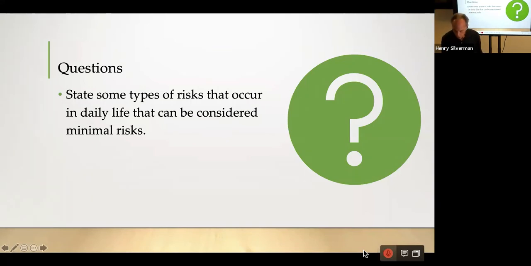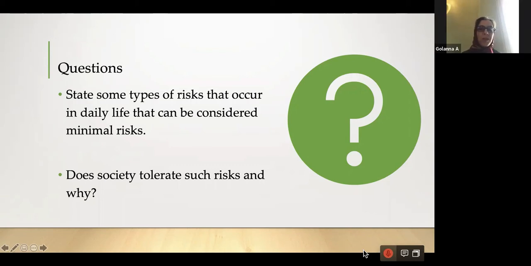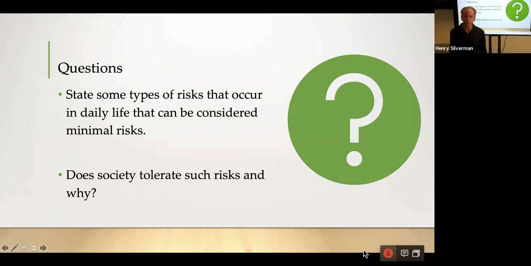Okay, and why do we take on these? Why do we tolerate these risks? This is not a trick question. Why do we tolerate these risks with no more than minimal risk? Because we know that the likelihood of harm from them is very, very small. Okay, right. But do we have any benefits from these risks? Yes, we have to do them.